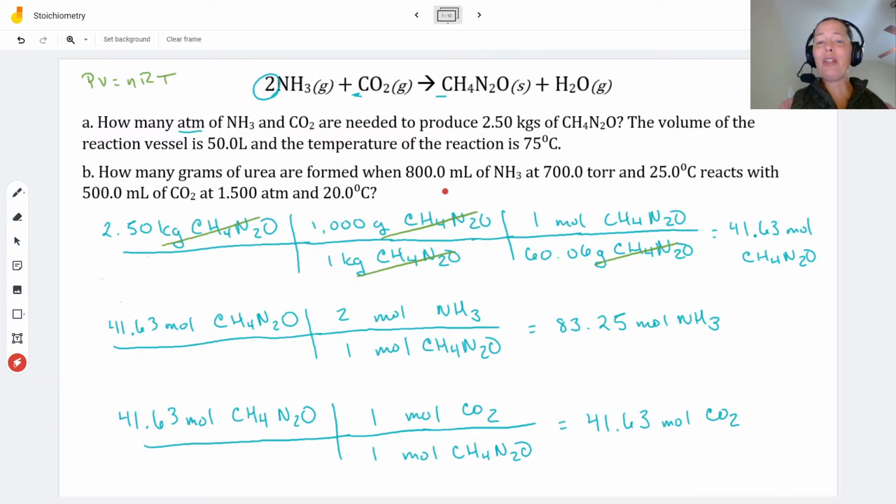I'm going to do that for both ammonia and carbon dioxide, but this is again a problem where I've got different volumes, different pressures, and different temperatures. So I need to be really careful that I keep the information for each molecule with its appropriate molecule, because it's easy to get things mixed up and flip-flopped here.